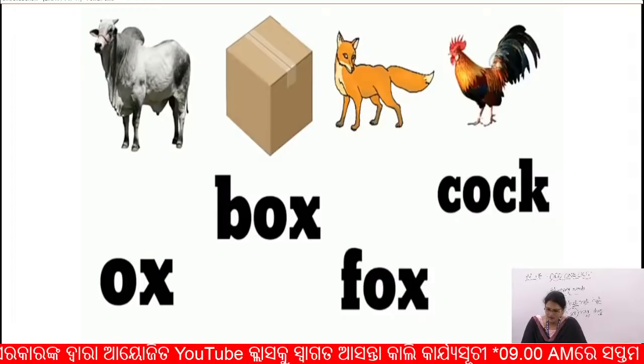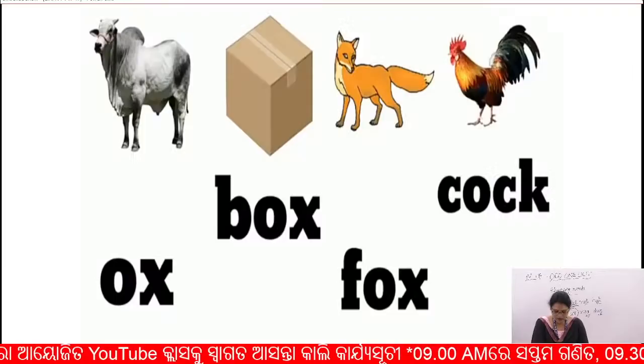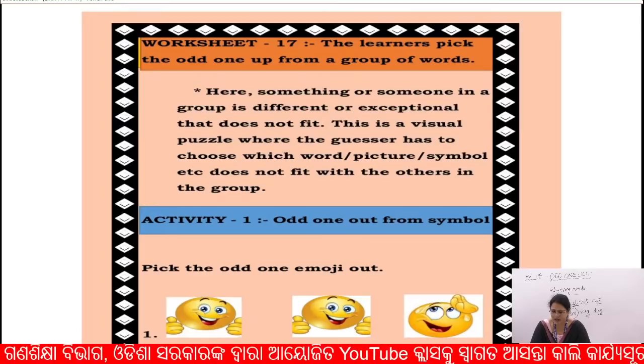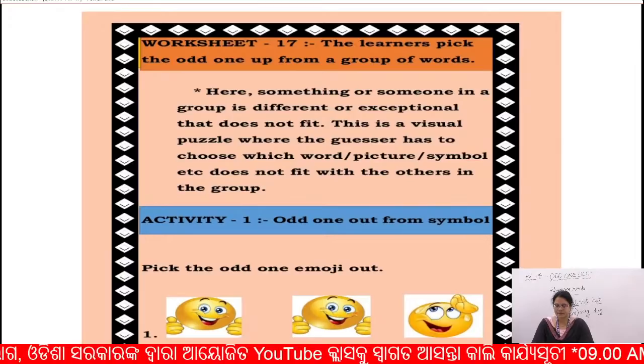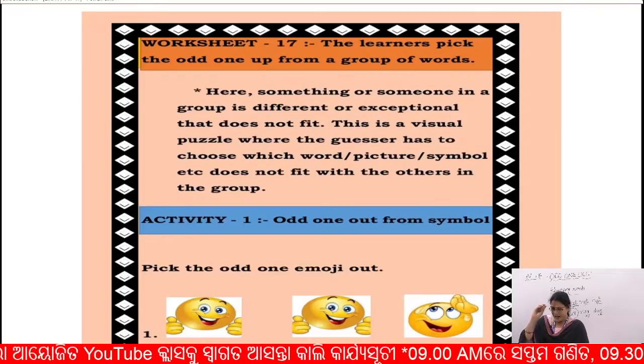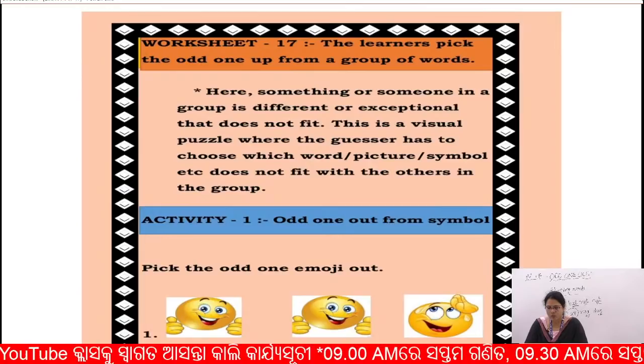So, students, in your worksheet, even in your book, there are some small, small activities to do. So, look in your screen, worksheet number 17. We have to find out the symbols, the odd one out, right? Pick the odd one emoji out. In number 1, which one is different? The last emoji, right or not? All are giving thumbs up, but the last one is put its hand on its head. That is different.